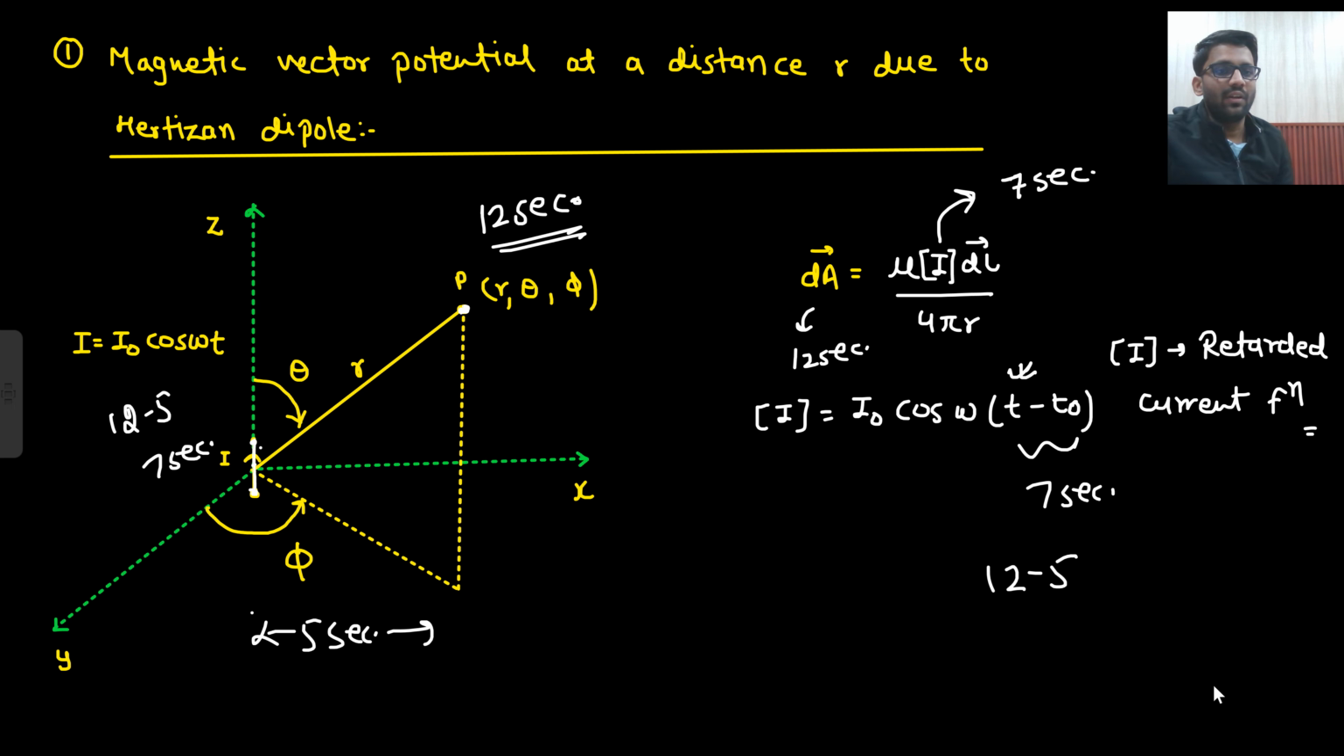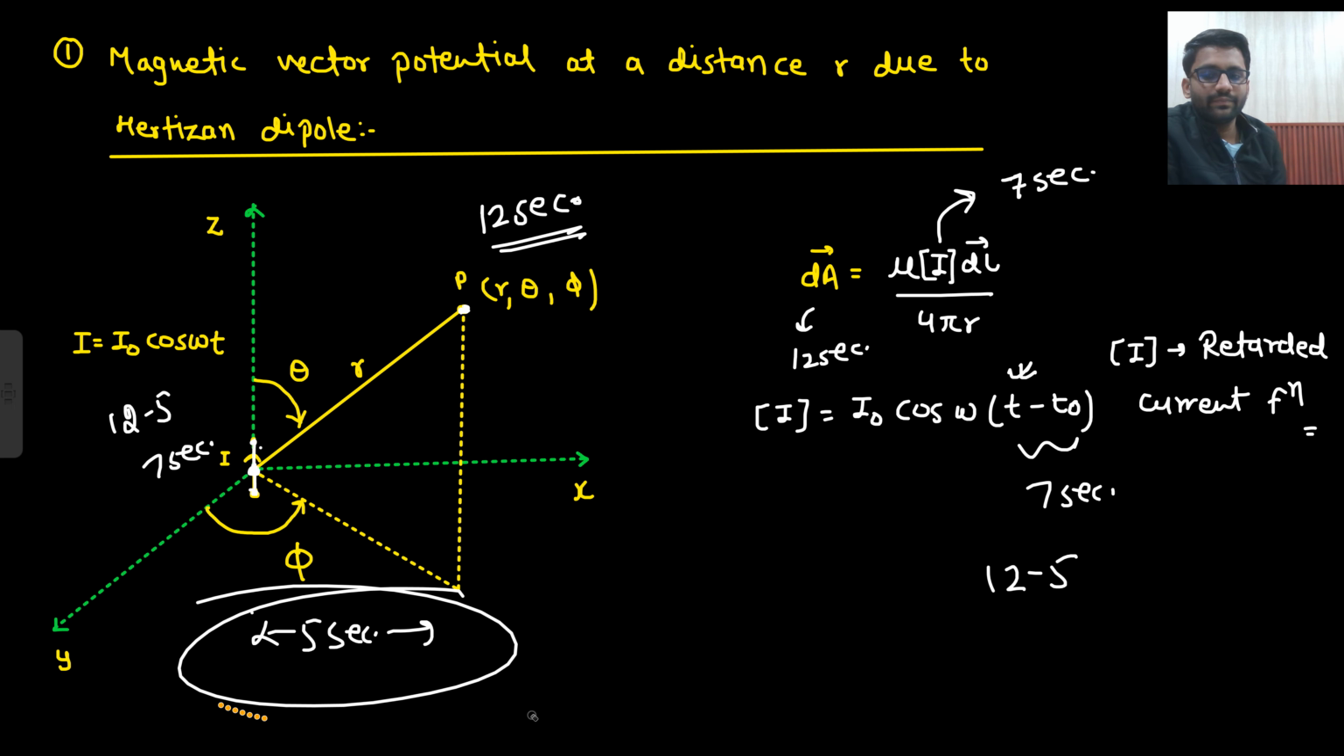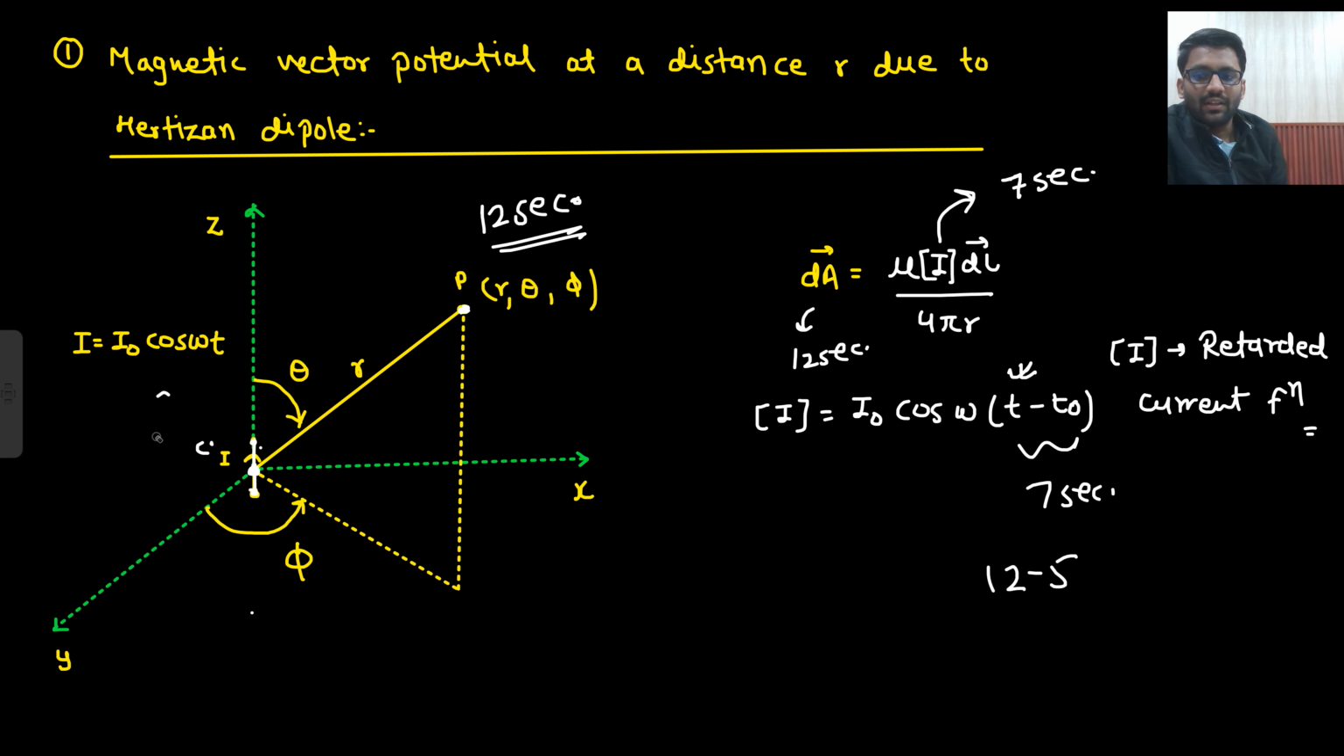So what is t naught? T naught is the time that is taken by the wave to reach from here to here. Here t naught is our 5 seconds. A very important point which is highly misunderstood by the students. So now you must have understood what this retarded current function is.